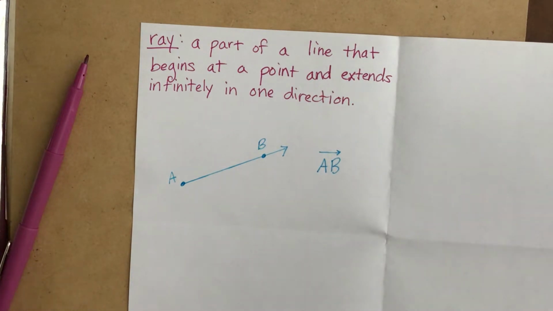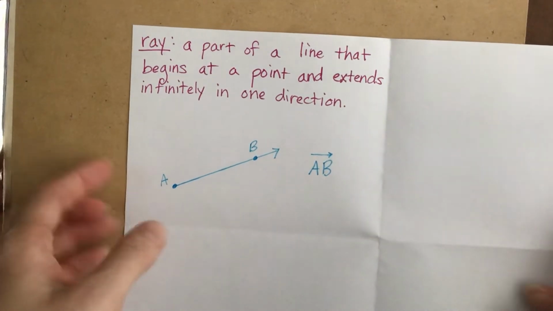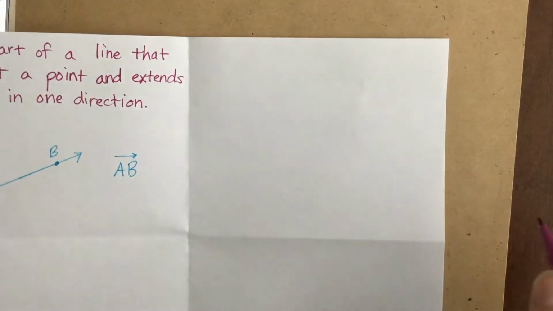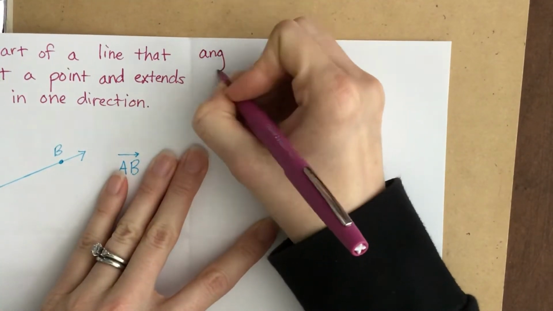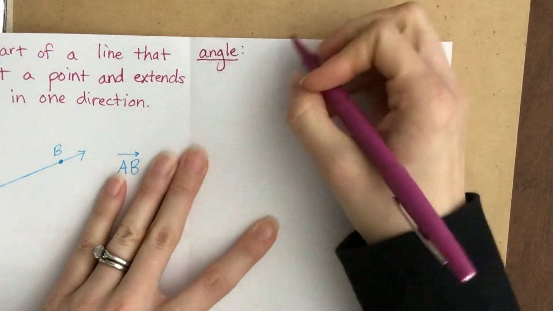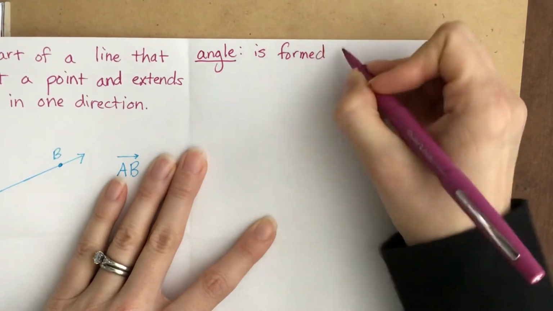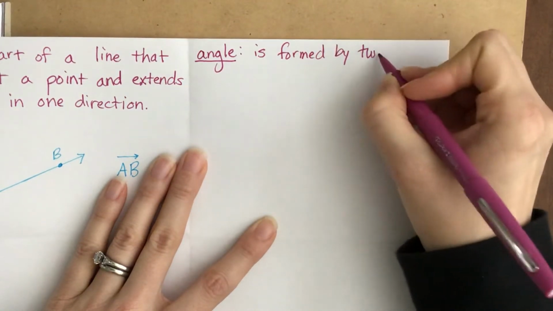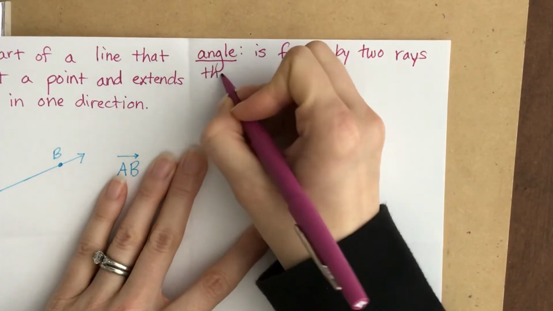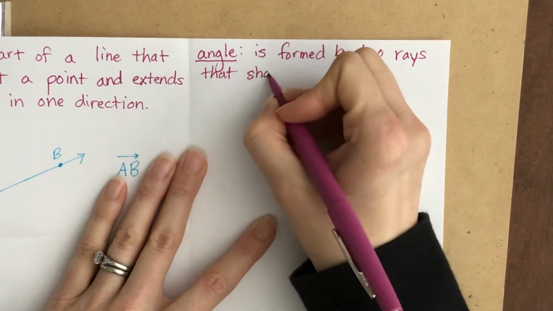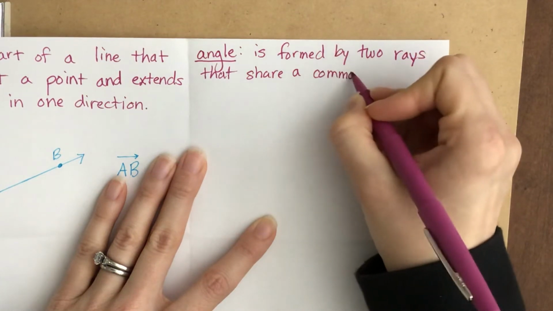The second term that we're going to be talking about is an angle. We're going to be dealing a lot with angles over the next few days. So I'm going to move my paper over. Okay, let's talk about an angle. Okay, so an angle is formed by 2 rays that share a common endpoint.